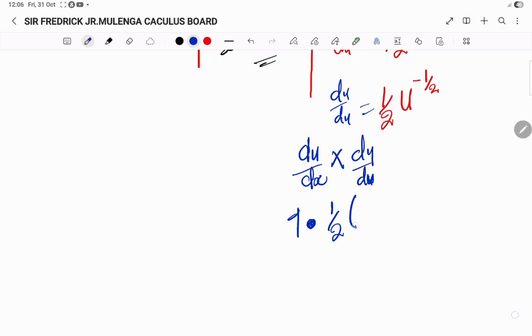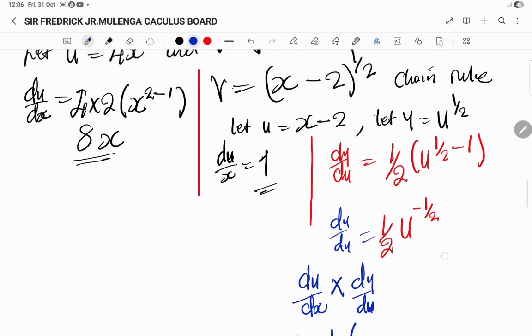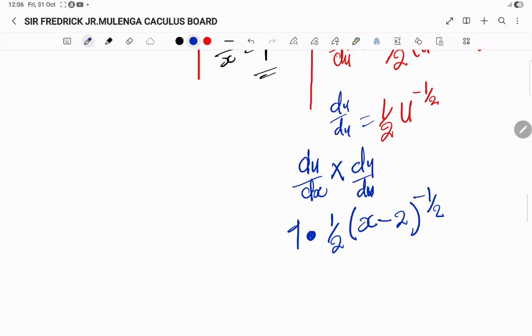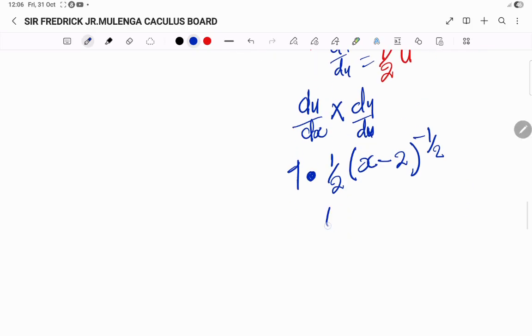Now wait a minute, what is u? Our u is x minus 2, so I'll replace that where there is u. So x minus 2, then power negative half. Let's play with some math here. So 1 times everything will definitely give us just the same expression.